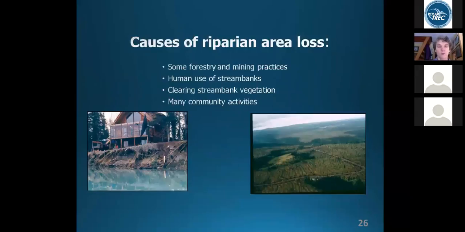So there's lots of ways that riparian areas can be lost, and almost all of them are directly associated with human activity. So some forestry or mining practices can have some issues. Human use of stream banks, so building any kind of a structure on the stream bank and clearing out that vegetation is going to start causing erosion. It's taking away some of those structures the fish like to use. And then all different kinds of community activities, road building, house building, anything like that. Next.